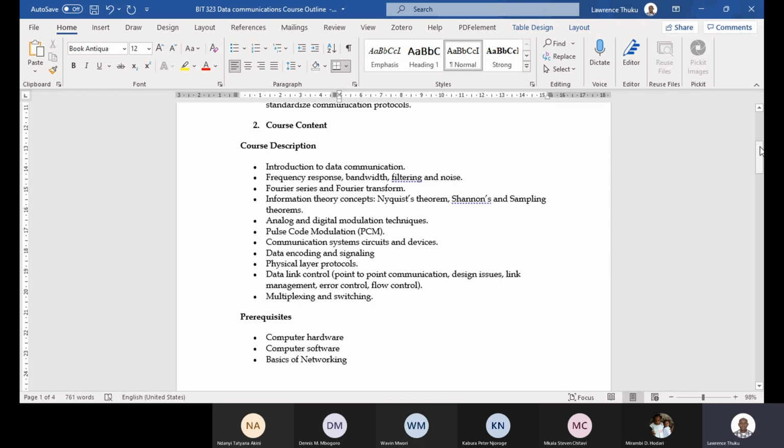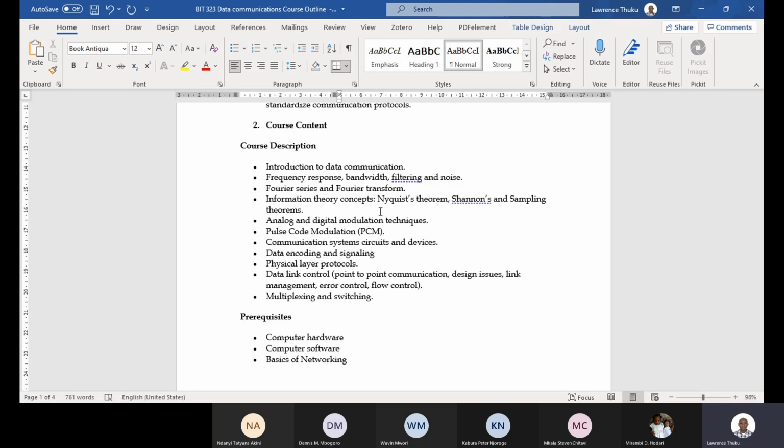And of course, the course description involves different kinds of things that we're going to look at. For example, understand what you mean by data communication, what you mean by bandwidth, all those concepts that involve data communication. Also look at the Nyquist theorem, Shannon and sampling theorems, in terms of how they relate to data communication. And of course, look at the modulation techniques, both analog and digital. A very good example is pulse code modulation.